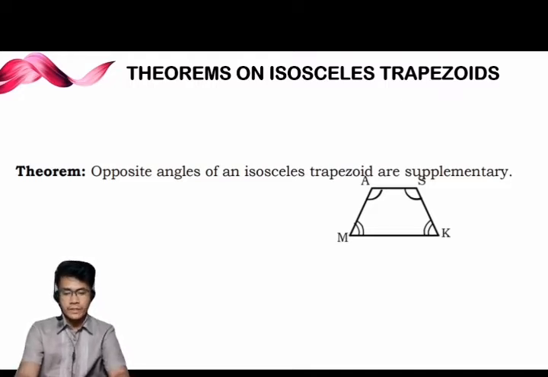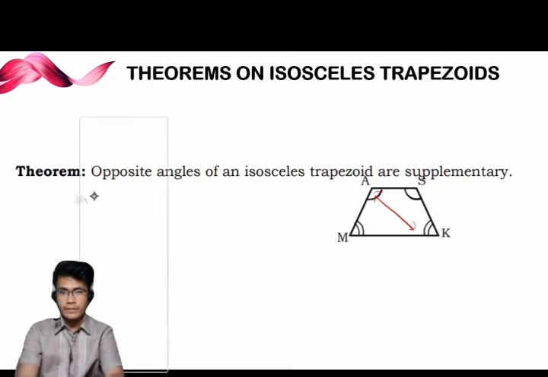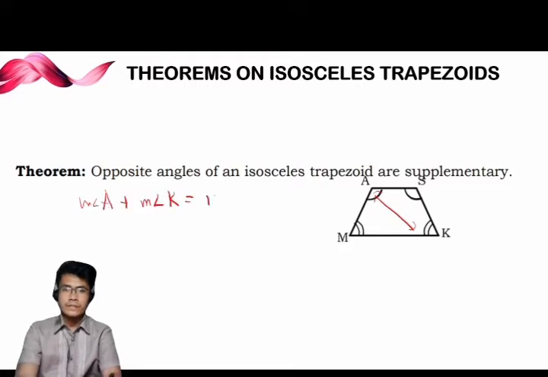When you say opposite, class, magkatapat. Therefore, angle A and angle K are opposite angles. So meaning to say, they are supplementary. When you say supplementary, when you add them, the result is 180 degrees. Right? So therefore, the measure of angle A plus the measure of angle K is equal to 180 degrees.